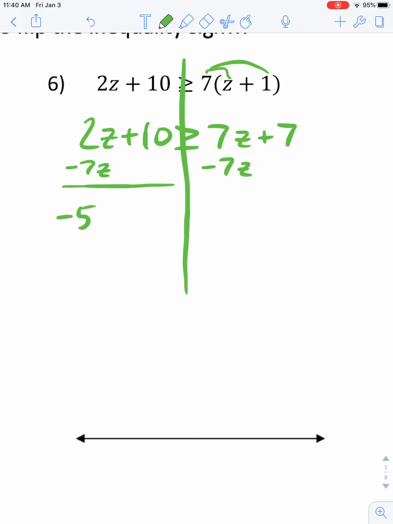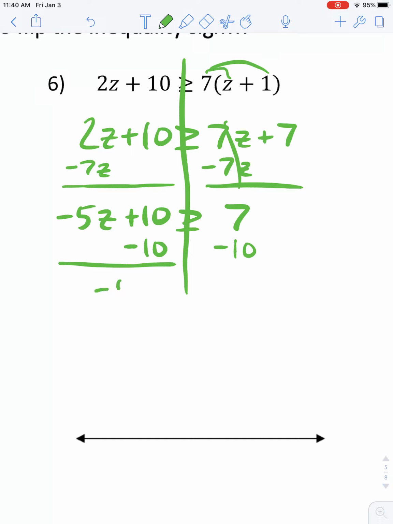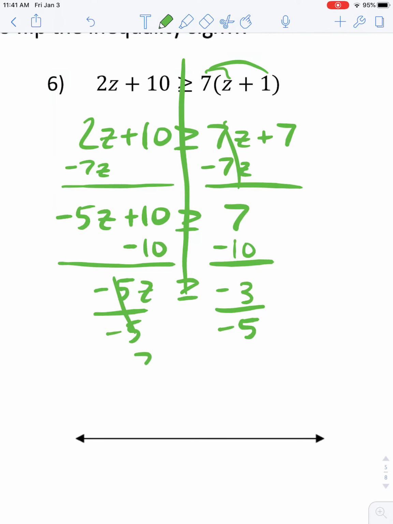That's going to give me negative 5z plus 10 is greater than or equal to 7. Then I'm going to subtract the 10 to start getting my negative 5z alone. And I'm going to get negative 5z greater than or equal to negative 3 when I subtract that 10 from 7. Now I'm going to divide both sides by negative 5. Dividing by a negative means we're going to flip the sign. So this is all alone, z. Now we have a flipped sign, less than or equal to. Negative divided by negative is a positive 3/5.